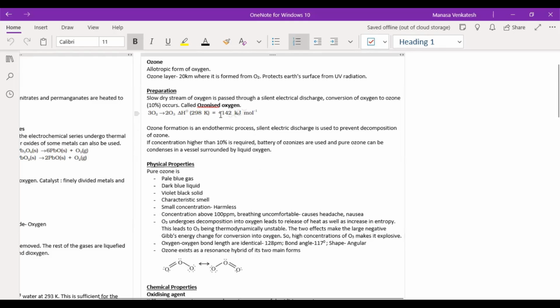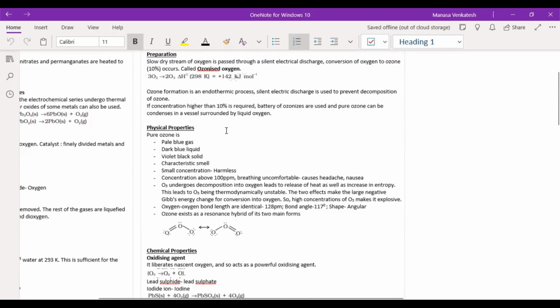The preparation is done by taking a dry stream of oxygen through a silent discharge, and this leads to the conversion of oxygen to ozone, called ozonized oxygen. This is an endothermic process, which means it requires some amount of energy, and the silent electric discharge is also used to prevent decomposition of the ozone. If a 10% higher concentration is required, a battery of ozonizers can be used.